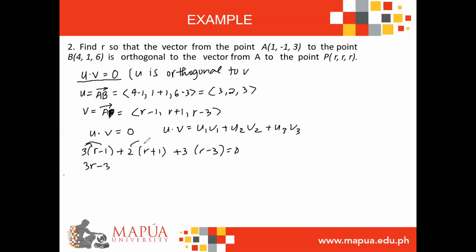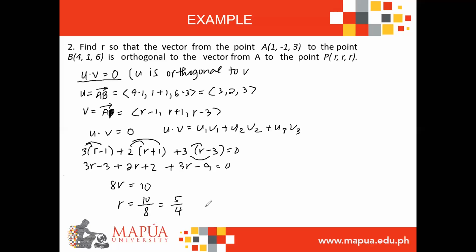So simplifying, or expanding first, 2r plus 2, then plus 3r minus 9. So combining now your r's, 3r plus 2r plus 3r, that will give you 8r equals negative 3 plus 2 minus 9, that's negative 10. Transpose it, positive 10. So r equals 10 over 8, and this is also now 5 over 4.